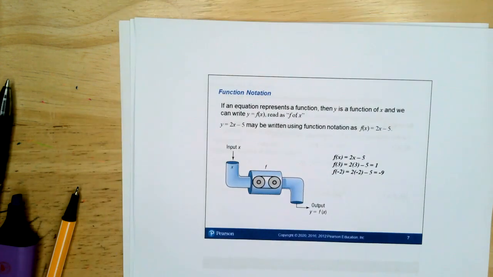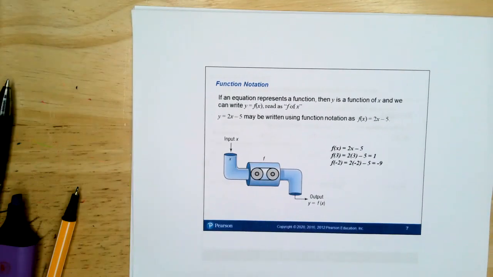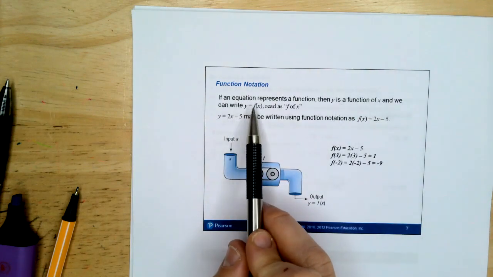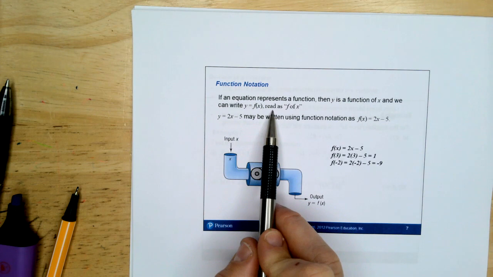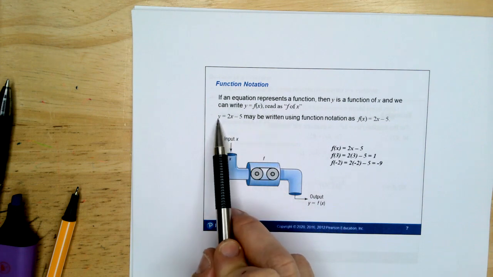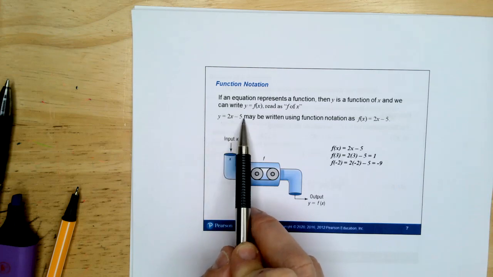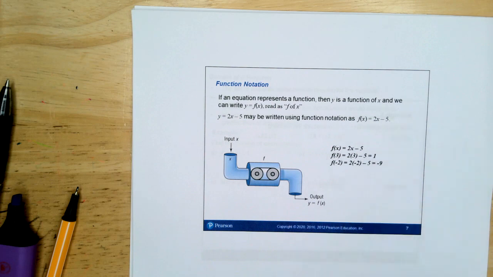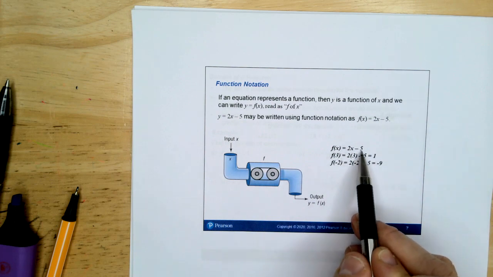So here's just a little picture of function notation. If an equation represents a function, then y is a function of x, and we can write y equals f of x instead of y, okay? y equals 2x minus 5, if it's a function, can be written using the function notation f of x equals 2x minus 5.